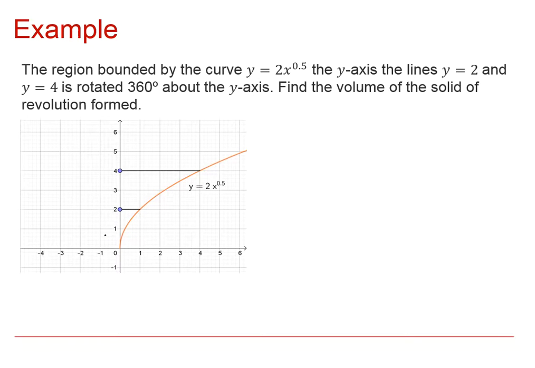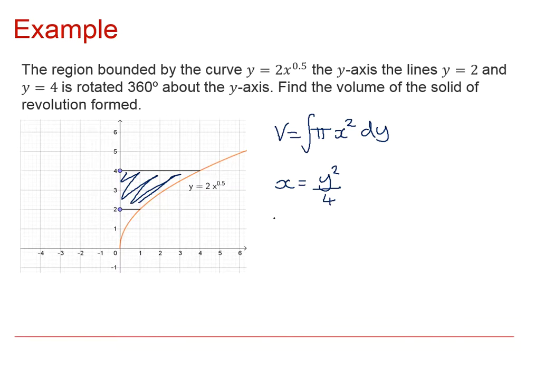So here's an example. We have this region here, which is bounded by the curve y equals 2x to the half and the y values 2 and 4. And it's going to be rotated 360 degrees around the y-axis to find a volume. So the volume is the integral of pi times x squared dy. Now we can see that we've got the curve y equals 2x to the half, so we're first of all going to need to rearrange that so we've got x as the subject of the formula. So when we do that, we get x equals y squared over 4.